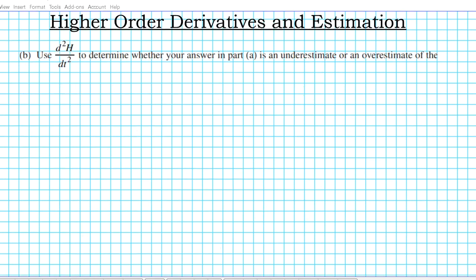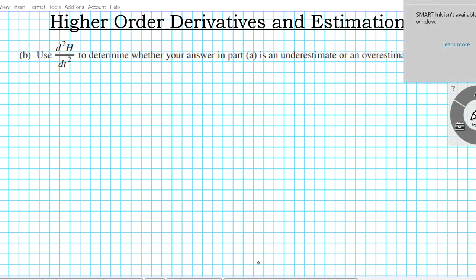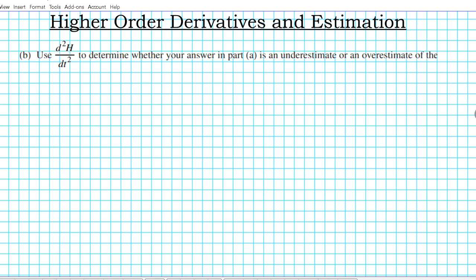Alrighty, let's take a look at question 4B. In this one we're going to be looking at how higher order derivatives, namely the second derivative, can give us some important information concerning the accuracy of an estimation, whether it's an overestimation or underestimation relative to the actual function. Question 4B reads: use d squared h dt squared to determine whether your answer in part A is an underestimate or an overestimate of the function at time t equals 0.